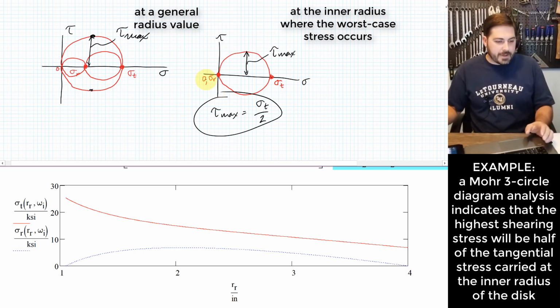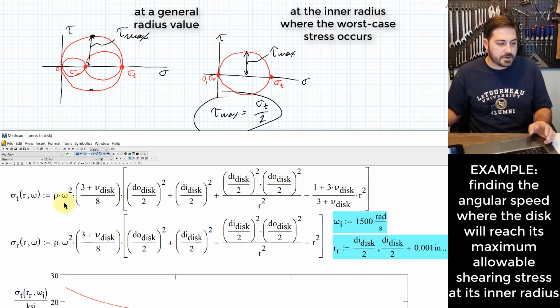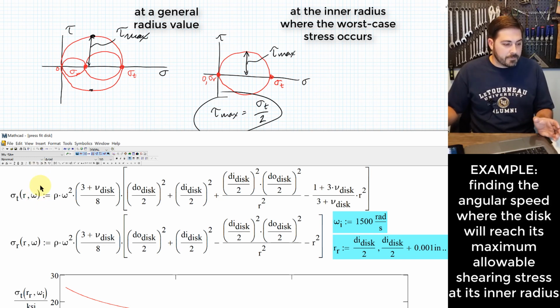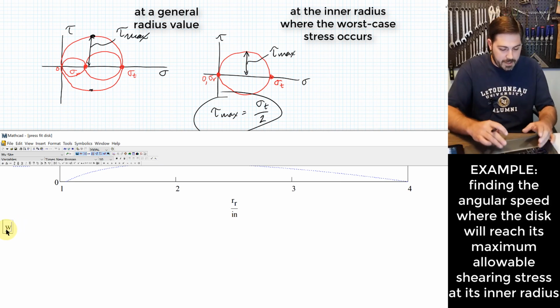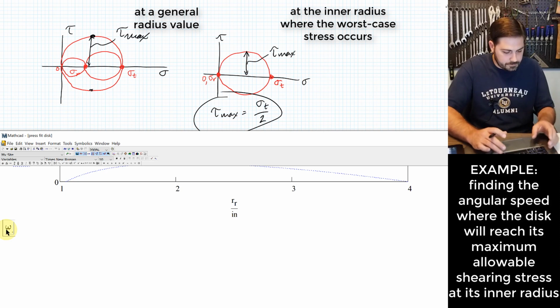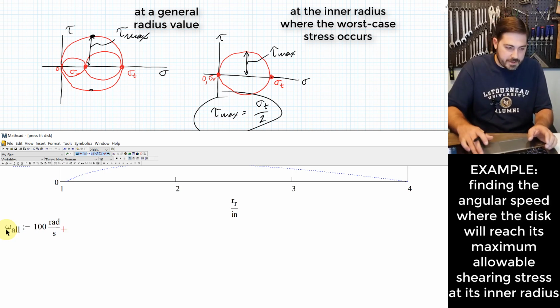Well, so what? What do we do with that? Well, it's actually not that hard to do something with it because I've already defined this function sigma t in terms of r and omega. All I need to do is solve this thing for an omega that's allowable, right? So let me do that this way. I'm going to define a variable right here that's omega allowable, before we reach the shearing stress that this copper can withstand. Let me just start here with, it doesn't really matter, let's just say 100 radians per second, as an initial guess.